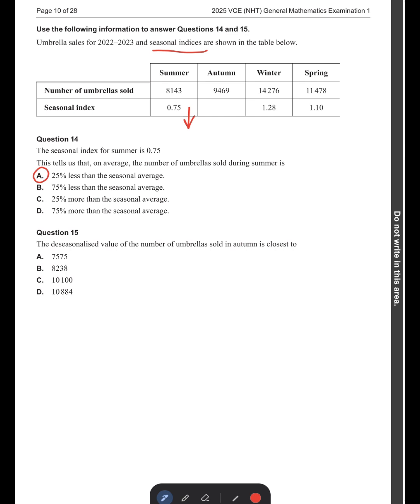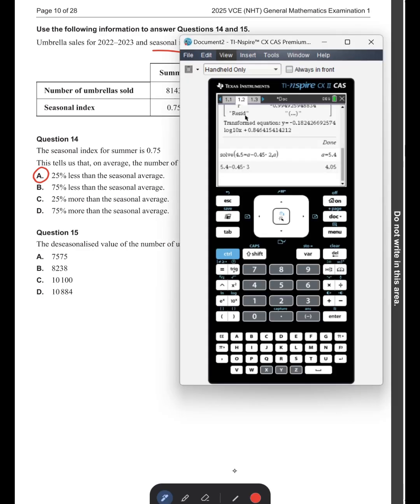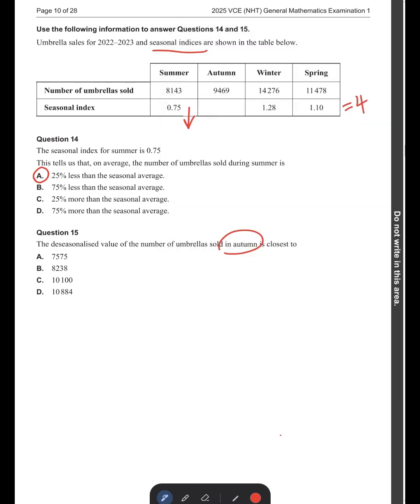Now, we know that the seasonal indices always have to add up to the number of seasons. So we're looking for the deseasonalized value of the number of umbrellas sold in autumn, so I have to actually calculate that. So we're going to do 4 minus each of the seasonal indices: 0.75, 1.28, and 1.1. So that's going to give me 0.87 as my autumn seasonal index, 0.87.